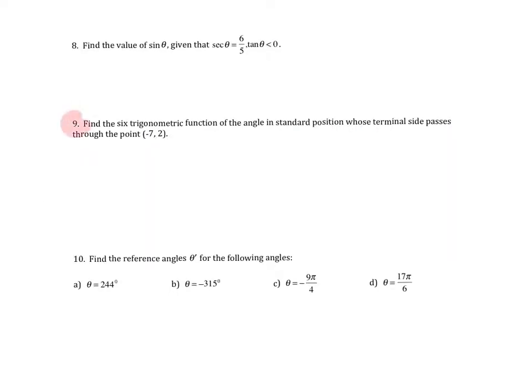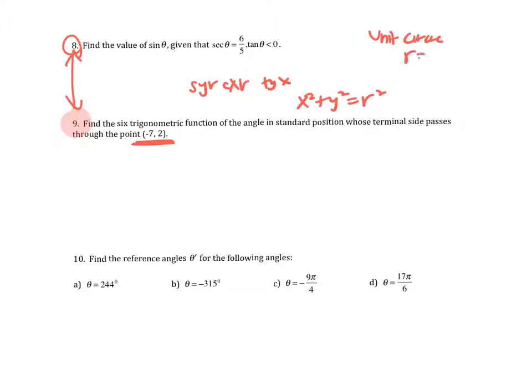Number 9 says find the trig function of an angle in standard position whose terminal side passes through the point negative 7, 2. This is one where I definitely recommend that you draw a triangle. It's similar to number 8. You have to use the idea that x squared plus y squared equals r squared, and you have to use SOHCAHTOA. These are the ones you have to be careful with. You're not using the unit circle because we don't know that the radius is equal to 1. Remember, the unit circle only applies when the radius is equal to 1.